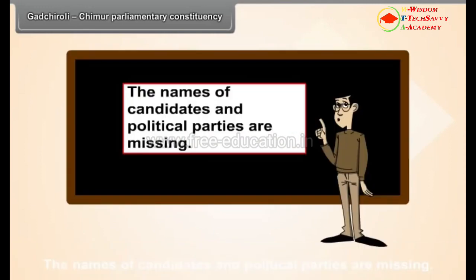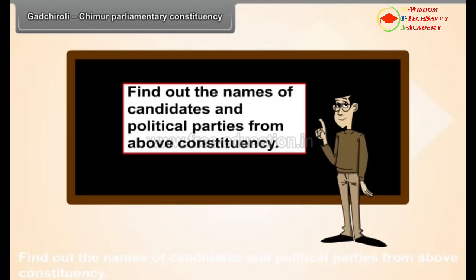Activity. The names of candidates and political parties are missing. Find out the names of candidates and political parties from the above constituency.